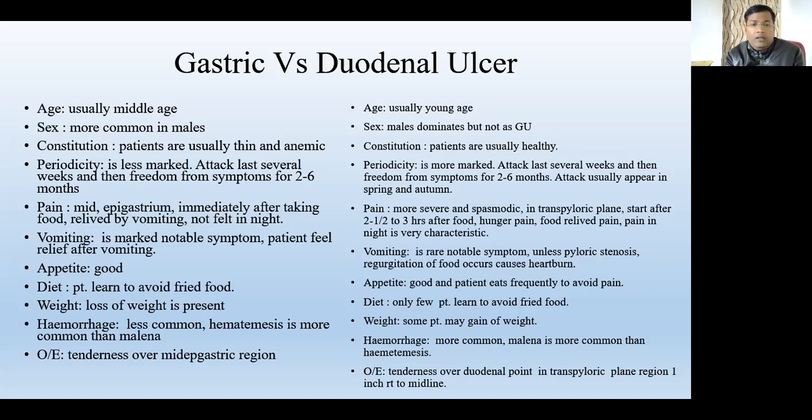Hemorrhage is less common. Hematemesis is common in gastric ulcer, then melena. While in a patient with a duodenal ulcer, if hemorrhage occurs, then melena is more common than hematemesis. On examination, you may find tenderness over the mid-epigastric region in the patient with gastric ulcers, while in duodenal ulcers, you may find tenderness in the transpyloric plane, 1 inch right to the midline.